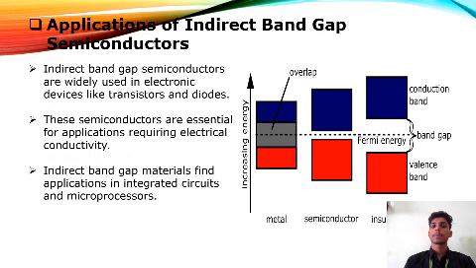Applications of indirect band gap semiconductors. Indirect band gap semiconductors are widely used in electronic devices like transistors and diodes. These semiconductors are efficient for applications requiring electrical conductivity. Indirect band gap materials also find applications in integrated circuits and microprocessors. The pictures for direct and indirect semiconductors are similar, as we saw on the previous slide.